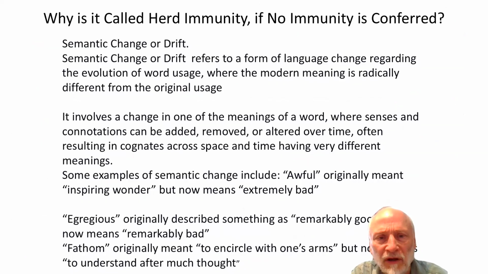So, why is it called herd immunity if no immunity is conferred to an individual? Well, sometimes there is something called a semantic change or drift. A semantic change or drift refers to a form of language change regarding the evolution of word usage, where the modern meaning is radically different from the original usage.